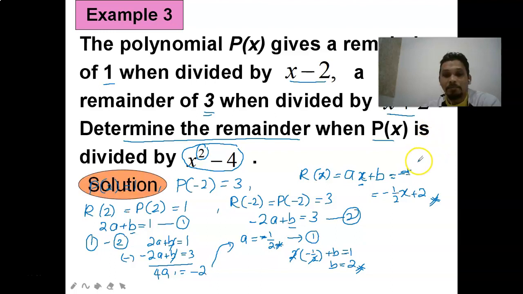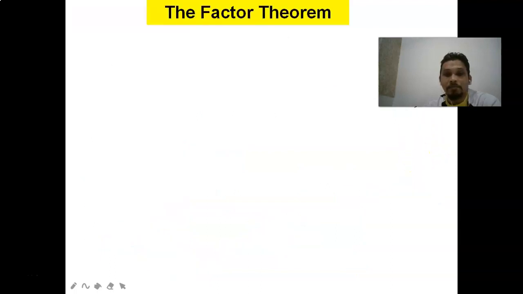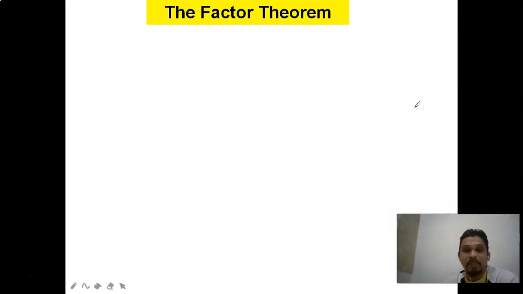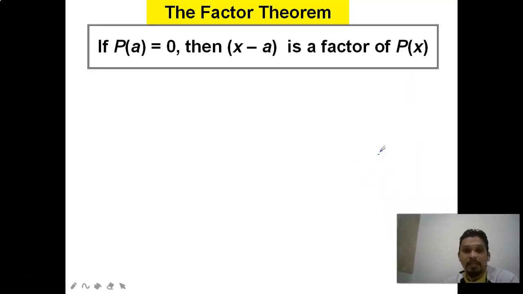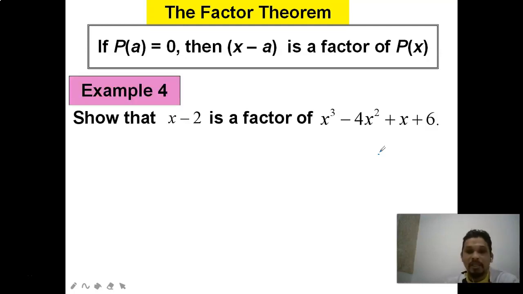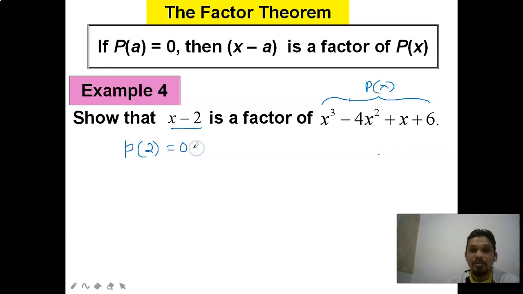Now, the factor theorem. So when P(a) equal to 0, then x minus a is a factor of P(x). So that shows that x minus 2 is a factor of this polynomial. This is the polynomial function P(x) given here, and this is the factor, the divisor. So if this is a factor, meaning that P(2) is going to give you 0.